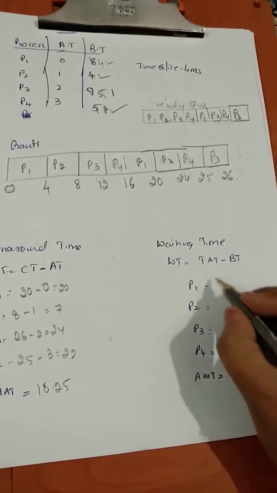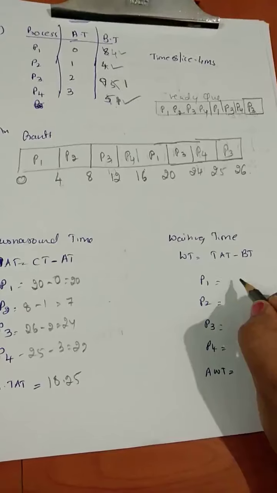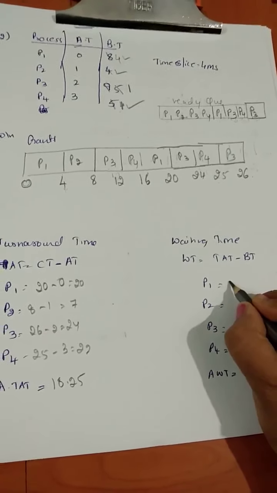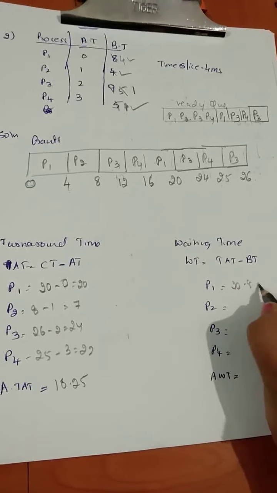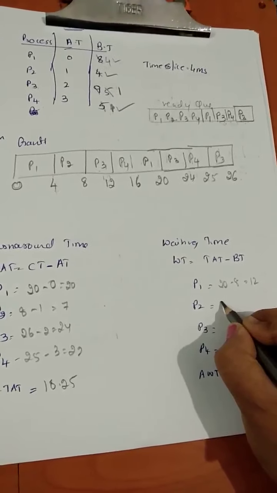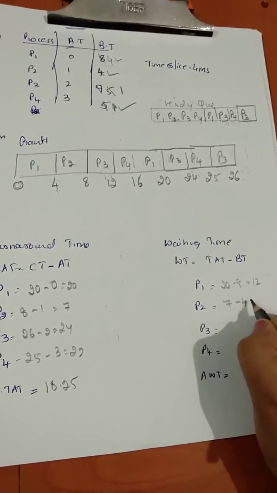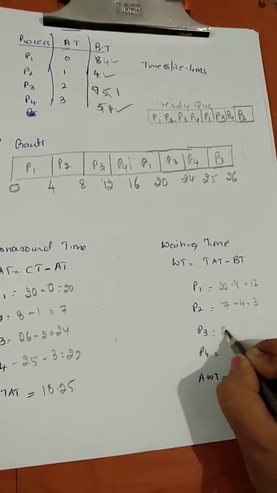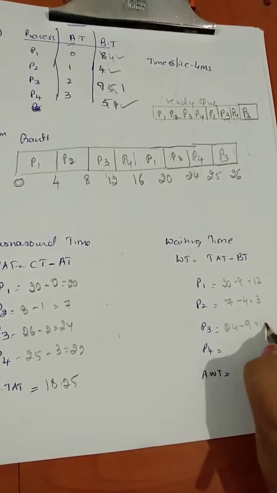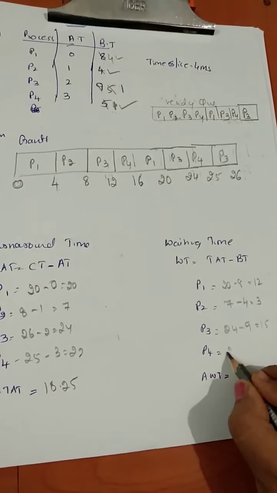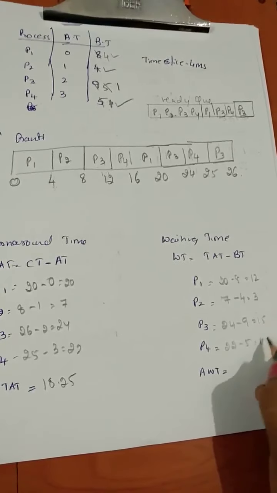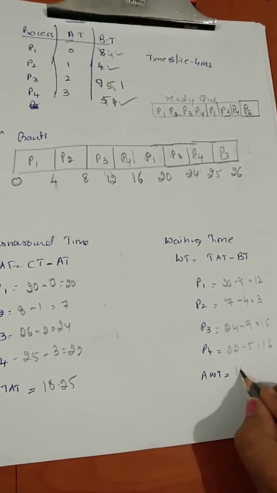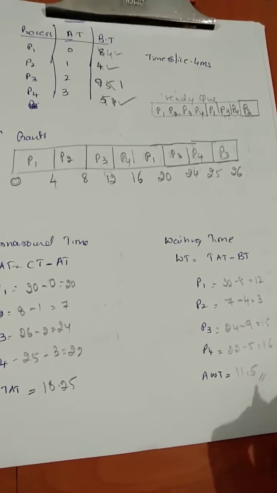Okay. And finally, waiting time is turnaround time minus the burst time. So for P1 it is 20 minus 8, 12. P2 it is 7 minus 4, 3. P3 it is 24 minus 9, 15. And P4 it is 22 minus 5, it is 17. Average waiting time is 11.5 milliseconds.